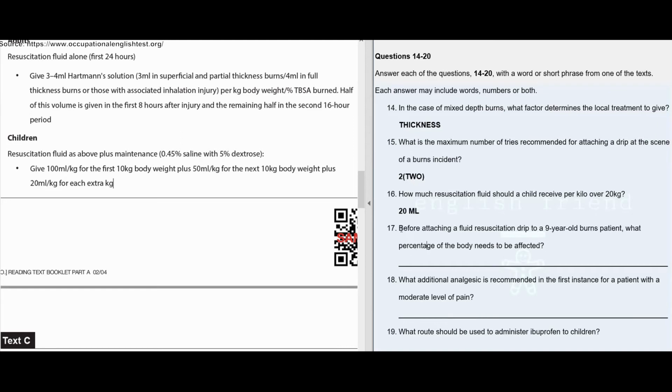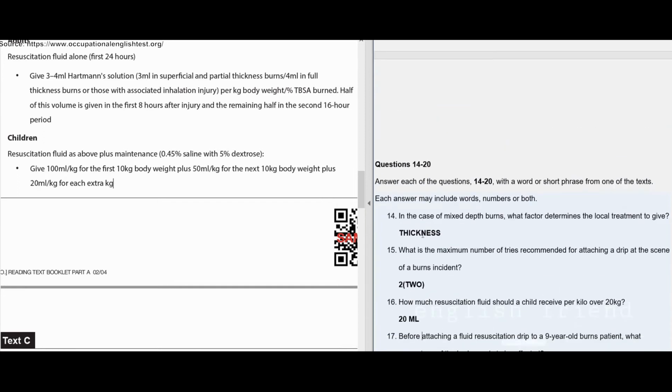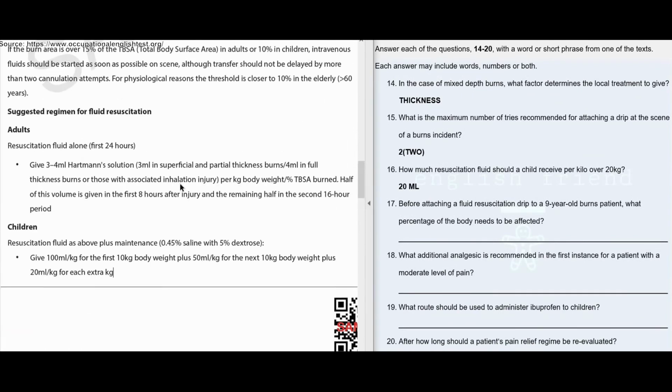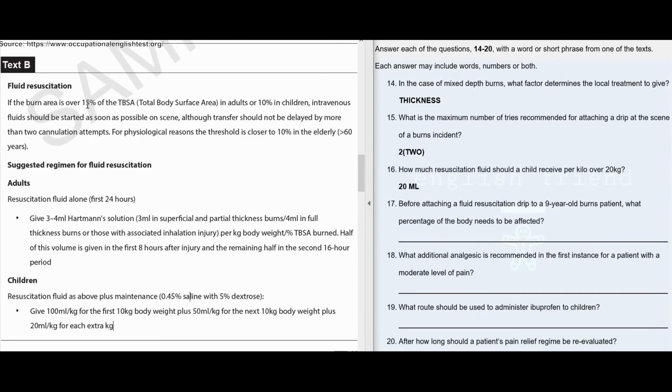Question number 17. Before attaching a fluid resuscitation drip to a 9-year-old burns patient, what percentage of the body needs to be affected? So the patient is 9-year-old, so it's a child. So let's go through the same text. Here in the first part, we may see if the burn area is over 15% of the TBSA in adults or 10% in children, intravenous fluid should be started as soon as possible on scene. So answer for question number 17, as question is about a child, it's 10%.